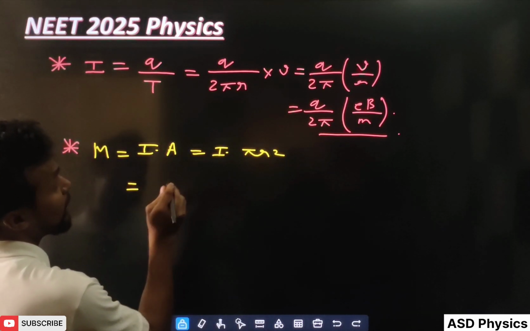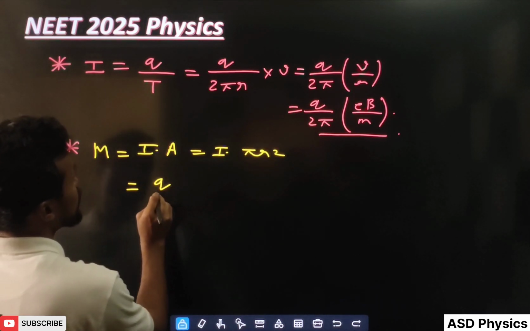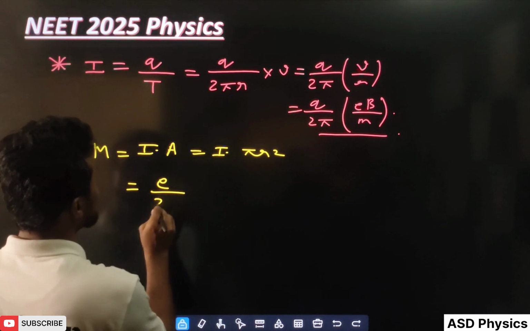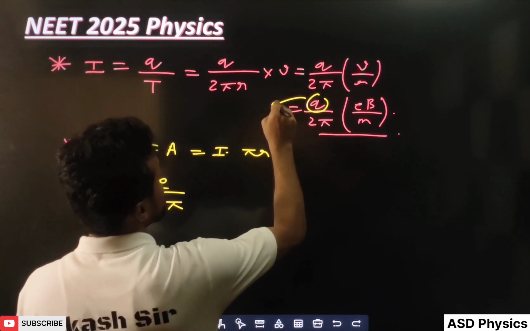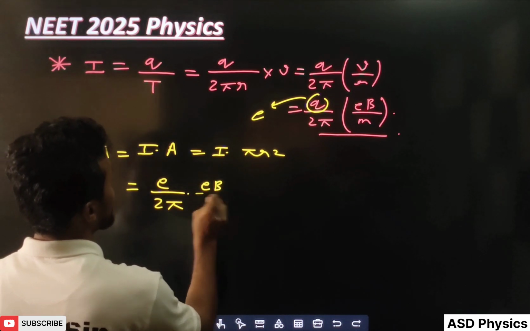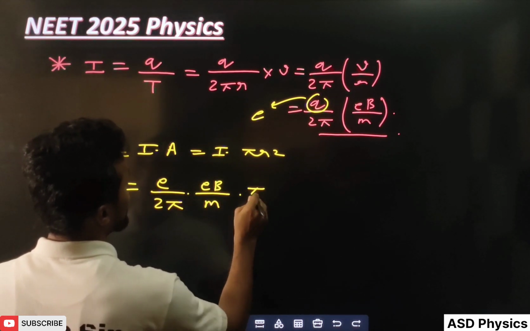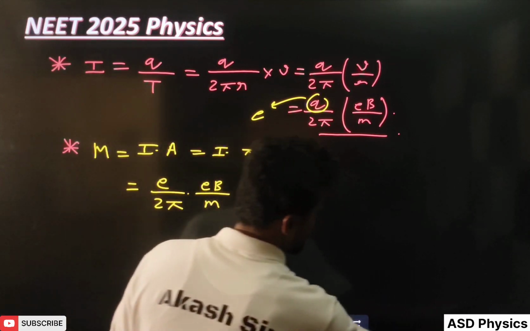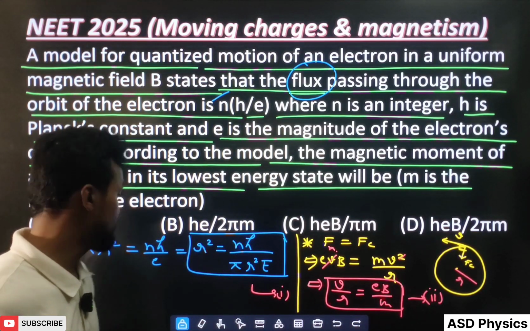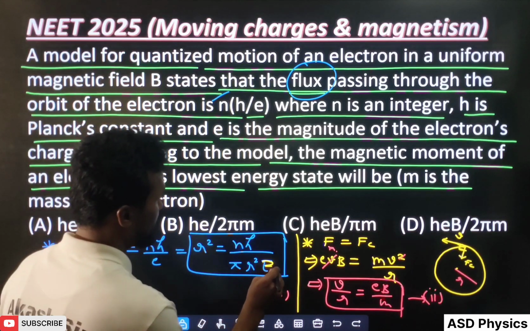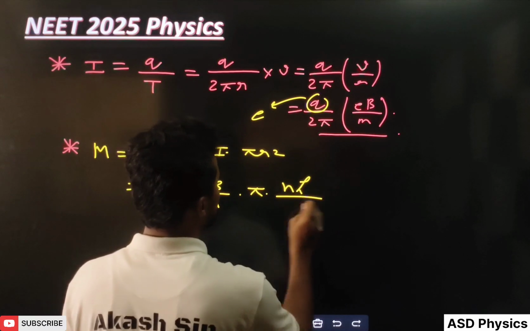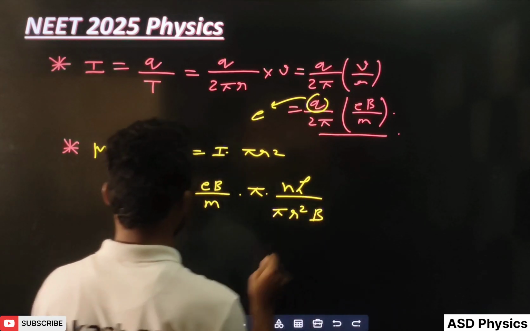So now kindly put the values. How much is I coming here? Kindly see, Q by 2 pi. Q means, what is this, students? It is an electron, so this Q value I will put as E. So E by 2 pi into EB by M into pi R square value. For this R square value, see here, NH by pi R square B. Kindly put the value here, NH by pi R square B.